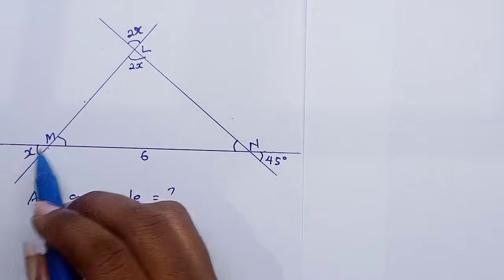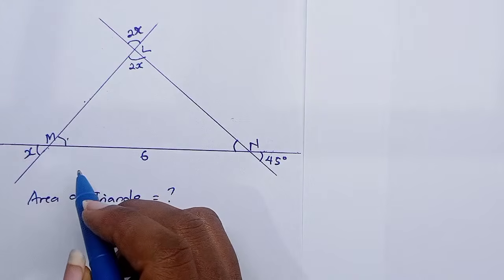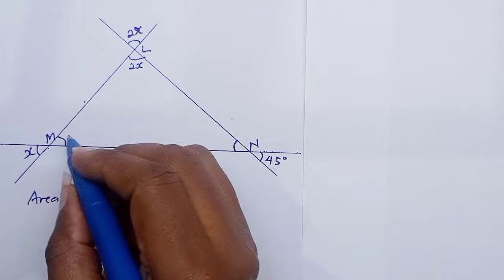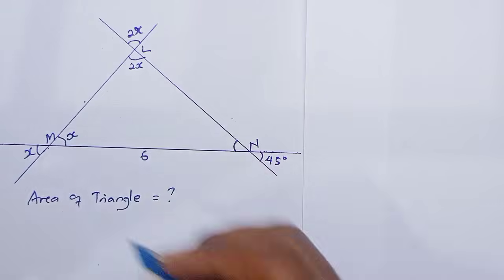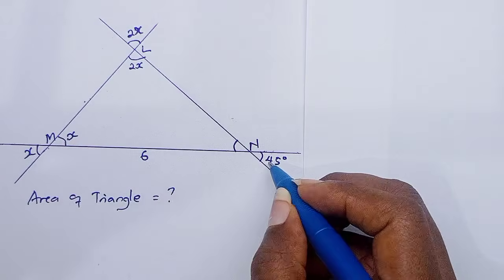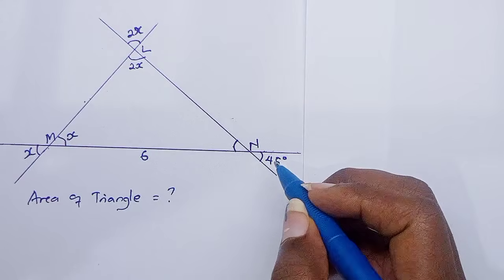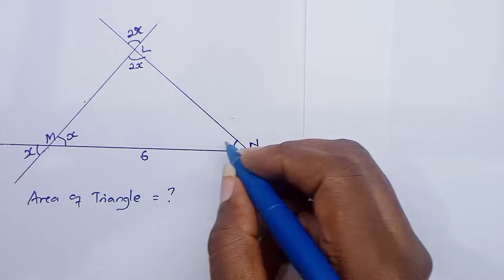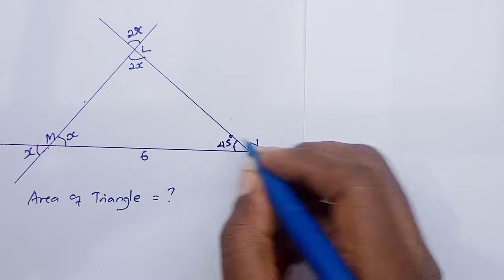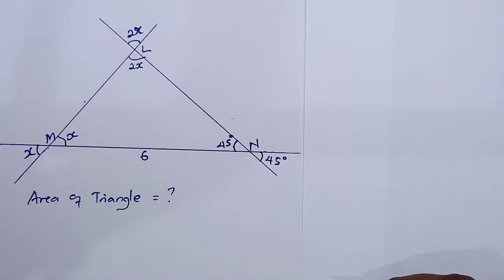Also, this angle and this angle are vertically opposite, so they are equal. So if this is x, this is also x. Also, this angle is vertically opposite to this angle. They are equal. This is 45 degrees. This is also 45 degrees.